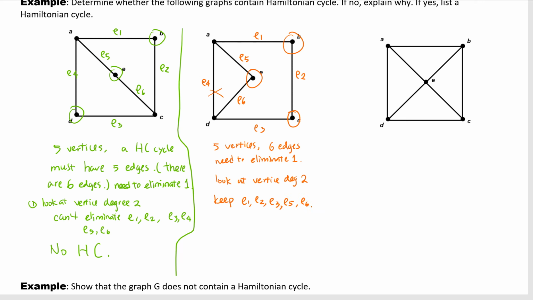And so we can eliminate E4. Then we can get a Hamiltonian cycle, which will be A, B, C, D, E, A. This is a Hamiltonian cycle. So far, so good, everybody. And because there are no parallel edges, when you denote the path, you don't need to write down the edges between them. You just need to list the vertices.